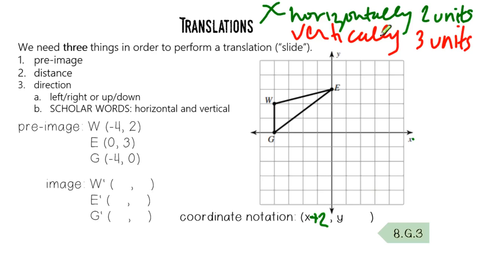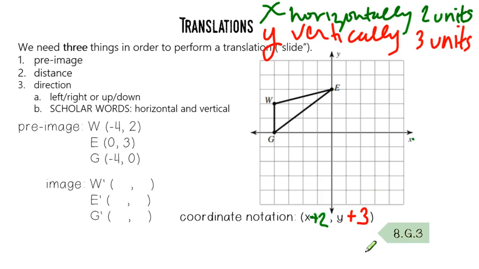Vertically, which letter controls vertical movement? I can check my graph. Here's my vertical axis. There's that Y there to remind me. Vertical is up, down. I see the number 3. It's positive. That means my Y's would be getting 3 added on to them.